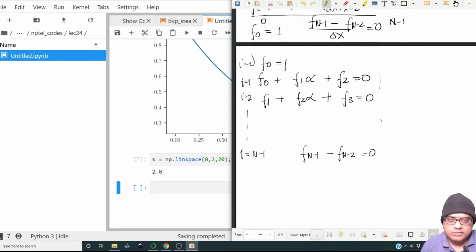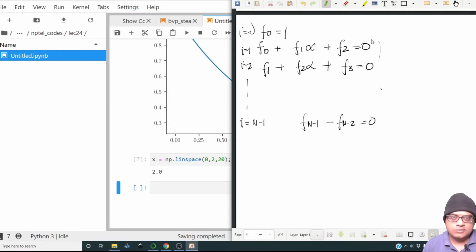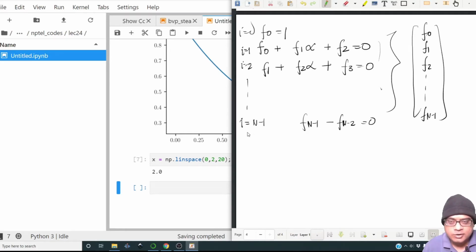Now what I can do is write down these equations. For n equations, I have n unknowns. The n unknowns are f0, f1, f2 all the way to f(n-1). And how many equations do we have? We do have n equations, starting from i equal to 0 to i equal to n minus 1. So it's a set of linear algebraic equations. So we've converted the ordinary differential equation into a set of linear equations.